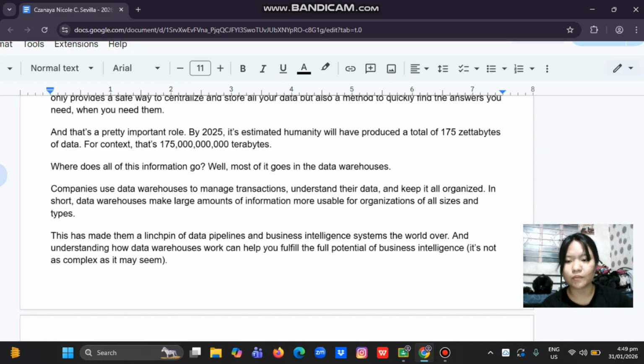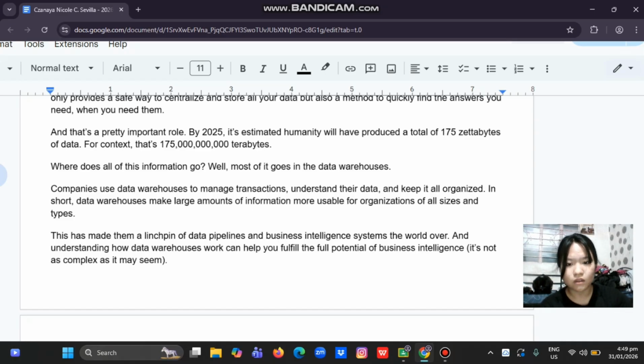And that's a pretty important role. By 2025, it's estimated humanity will have produced a total of 175 zettabytes of data. For context, that is 175 billion terabytes. Where does all the information go?